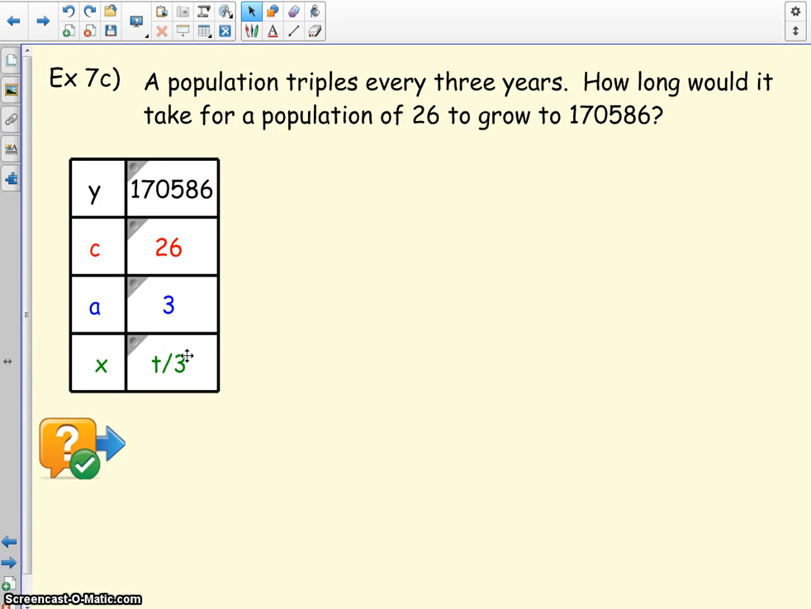Alright, welcome to part 3 and hopefully the final part of this one. Now, hopefully you at least tried to set this one up. It's like the other two in that we're told it triples every 3 years. So the base of our power is going to be 3. And it gives us our starting population. We start with 26 and it's going to grow to 170,586. So we can use that to start to set up our equation here.